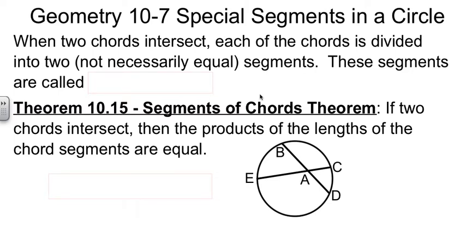This is Geometry, Chapter 10, Section 7, in which we will study special segments in a circle. Last time around we talked about secant lines and tangent lines and intersecting all over the place. And we figured out things about angles. In this lesson, we're going to be talking about not the angles, but the actual lengths of the segments themselves.